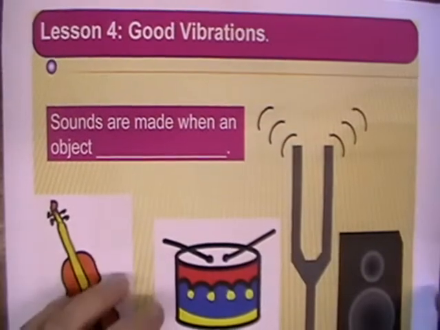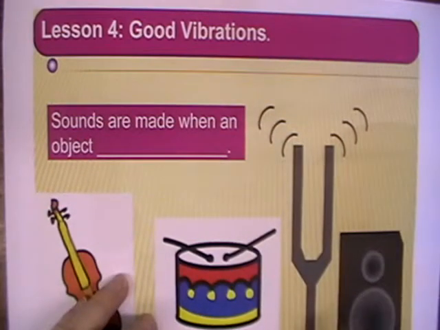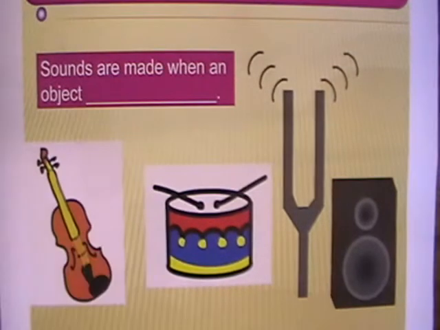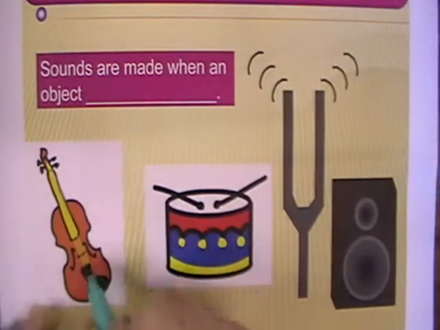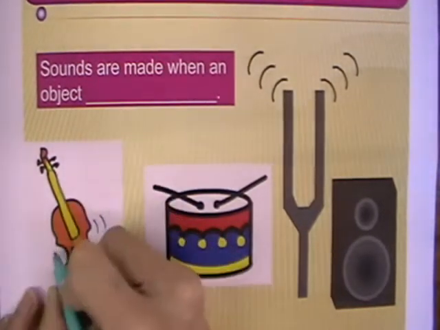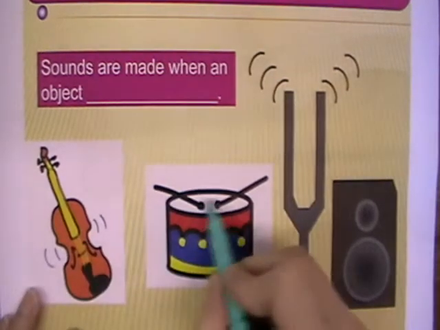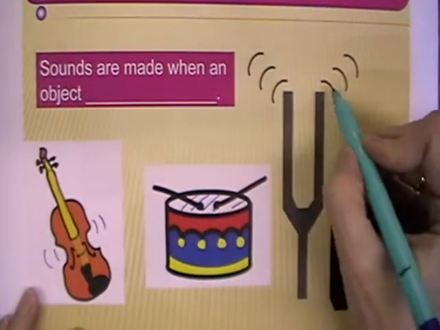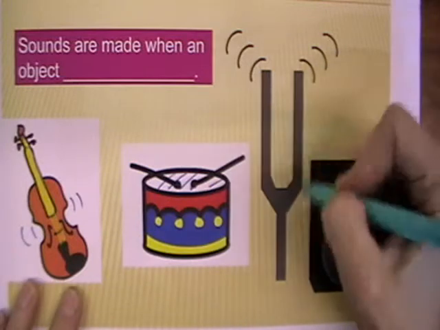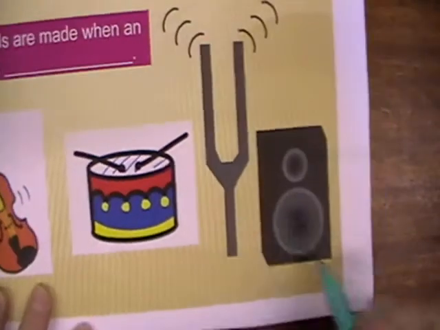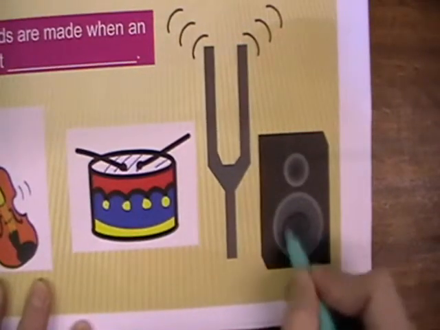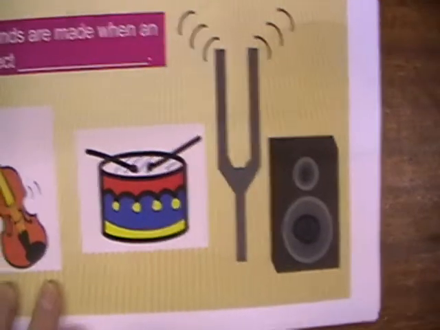This is lesson 4, good vibrations. So sounds are made when you need an object to vibrate. In this case, you need the violin strings to vibrate. You need the skin of the drum to vibrate. You need the tuning fork prongs to vibrate, or you need the cone inside the loudspeaker in here to vibrate in and out to create a sound.